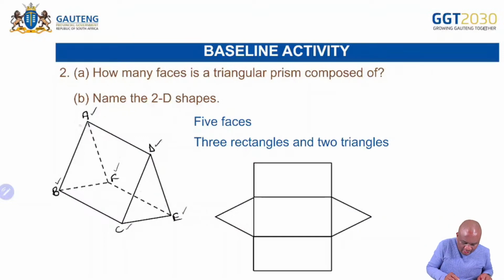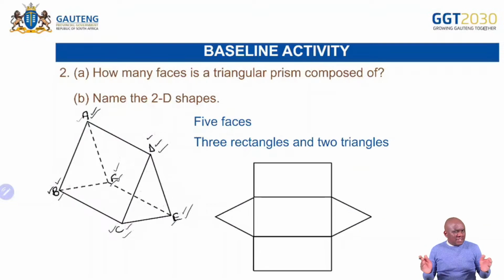And then we have rectangles. How many? A, B, C, D. That's rectangle 1. And then we have A, F, E, D. That's second rectangle. And then we have B, C, E, F. That's the third rectangle. So it is very, very easy to find the surface area of a prism, because we know how to find the surface areas of what?